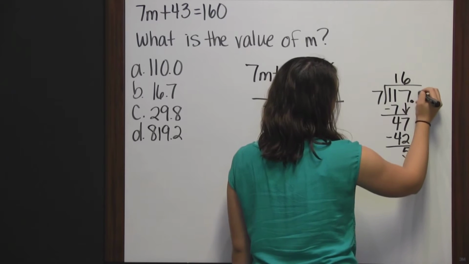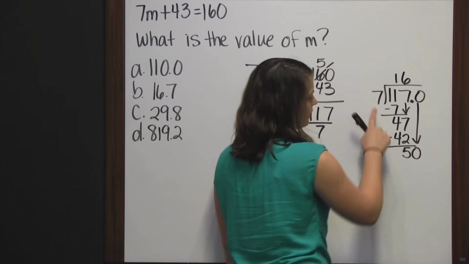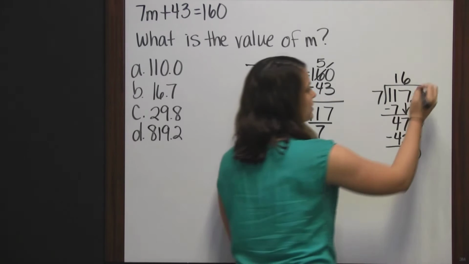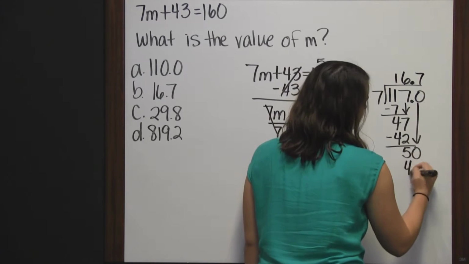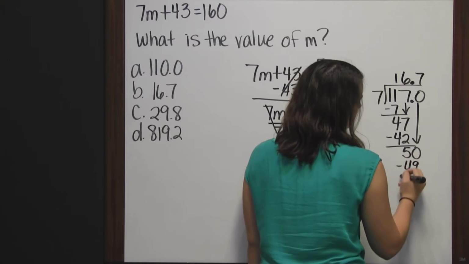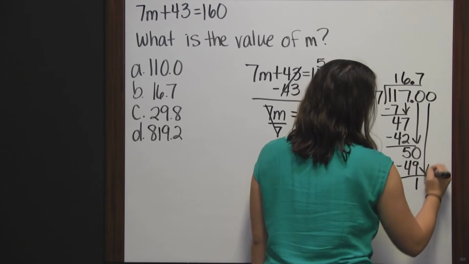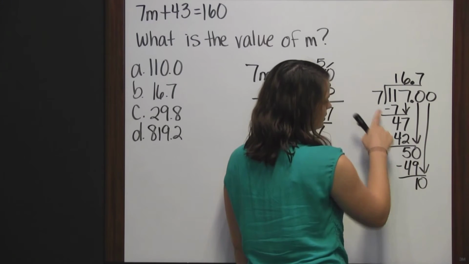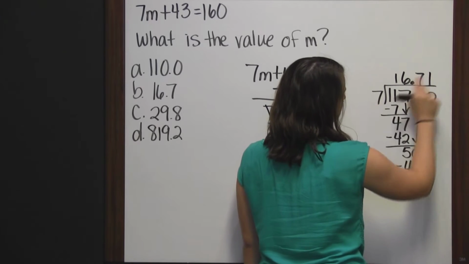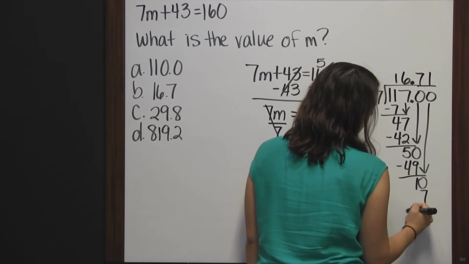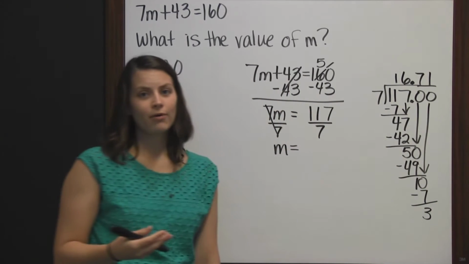Then we add a decimal and a 0 and bring it down. 7 goes into 50 7 times. 7 times 7 is 49. We subtract and we get 1. We add a 0 and bring it down. 7 goes into 10 one time. 7 times 1 is 7. We subtract and we get 3. And we could keep going.